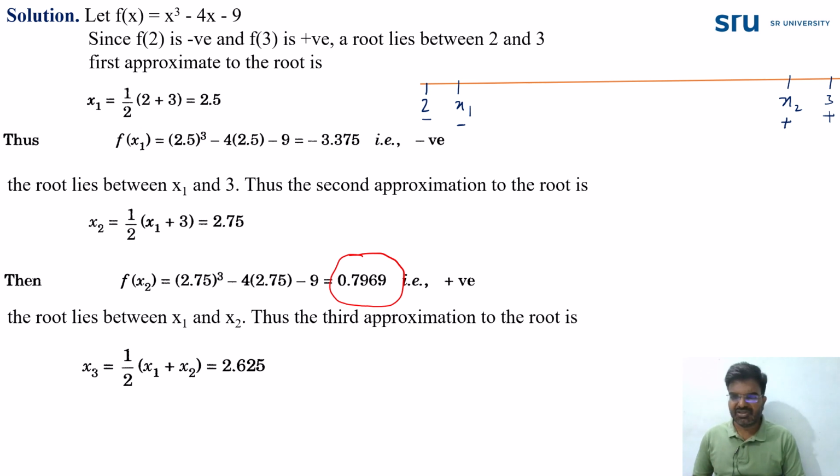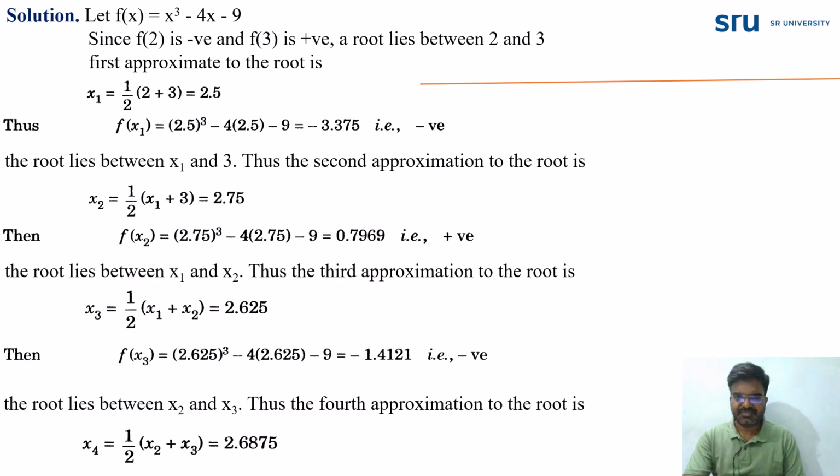The next approximation of the root is x3. It is the midpoint of x1 and x2. You can see we are calculating the midpoint of x1 and x2. That is the next approximation of the root. That is x3, 2.625. In next step, we find the functional value at x3. You can see what is the functional value at x3 here. The functional value at x3 is minus 1.4121. It is a negative value.